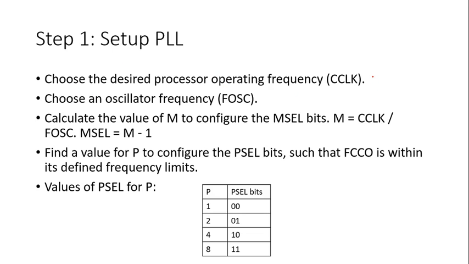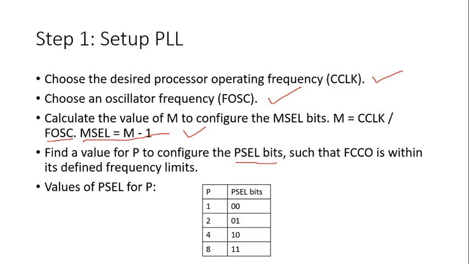So the first one is set up the PLL. The first part is you have to decide the CCLK and the F oscillator. CCLK is the processor frequency, F oscillator is the oscillator frequency. Then you have to calculate the value of M to configure the MSEL bits. M is equal to CCLK divided by F oscillator, and MSEL is actually M minus 1, so 1 less than the actual value, that is given there as MSEL. Then the P value. So first you have to find out the value of multiplier M by using CCLK and F oscillator.